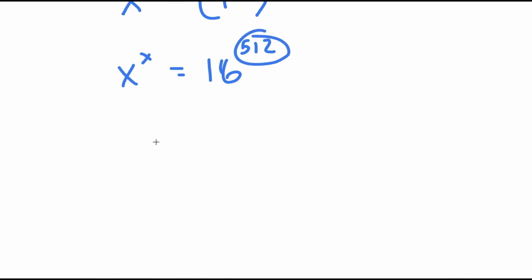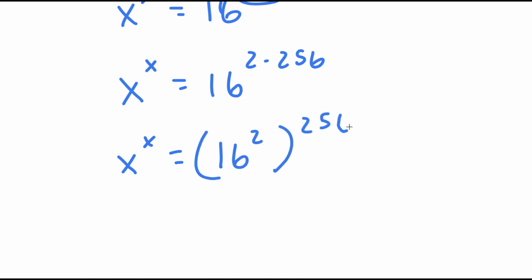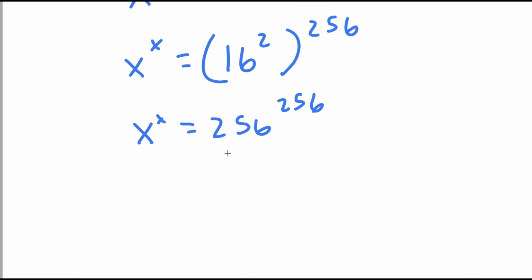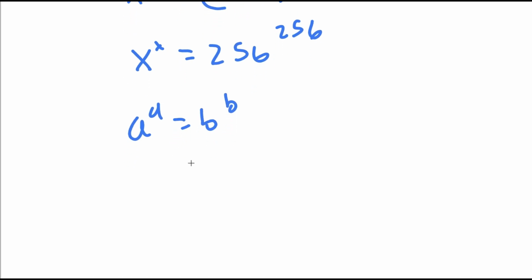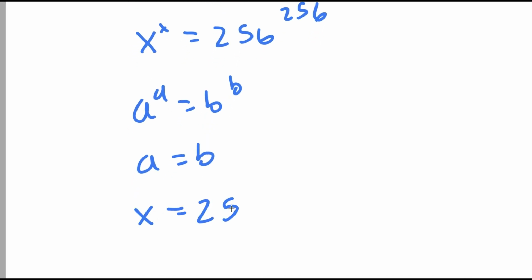Now 512 I can rewrite as 256 times 2. So I have x^x is equal to 16 to the power of 2 times 256. Now, I'm going to do the same thing again. So I have 16 to the power of 2 to the power of 256. And 16^2 is equal to 256. So now I have x^x is equal to 256^256. And if I have something in the form a^a is equal to b^b, this means that a is equal to b. So in this case, x is equal to 256.